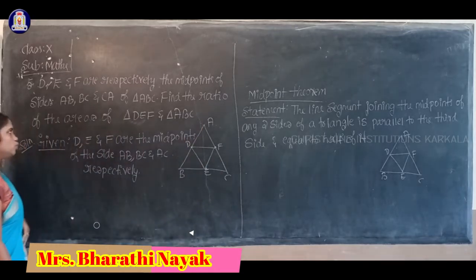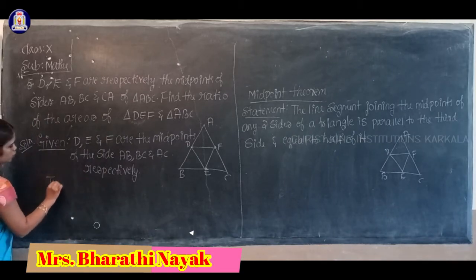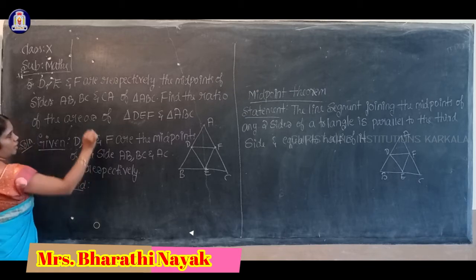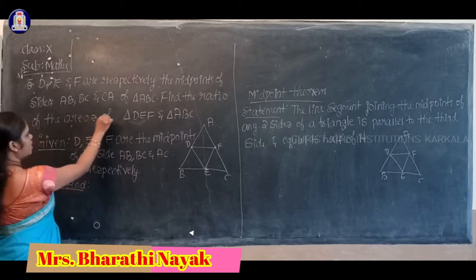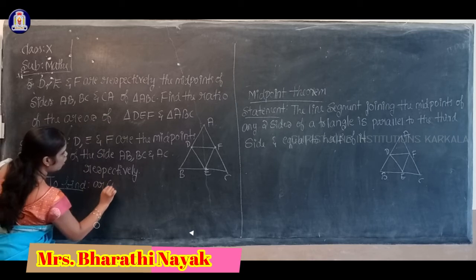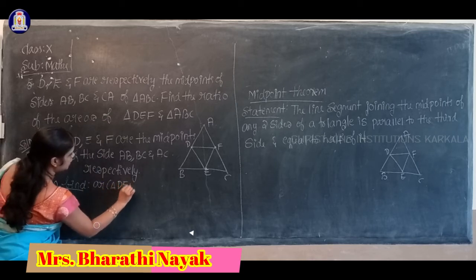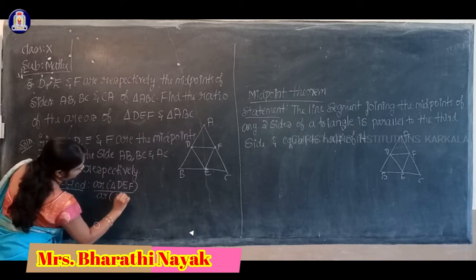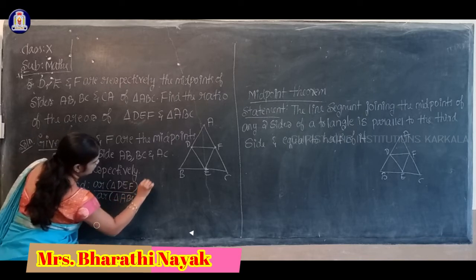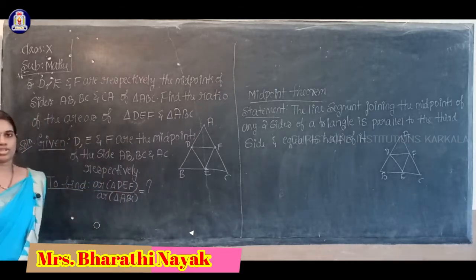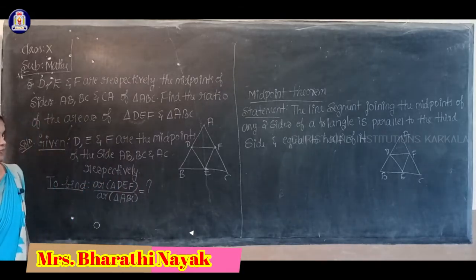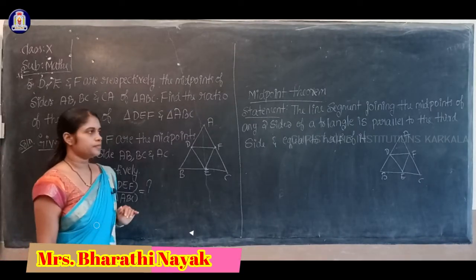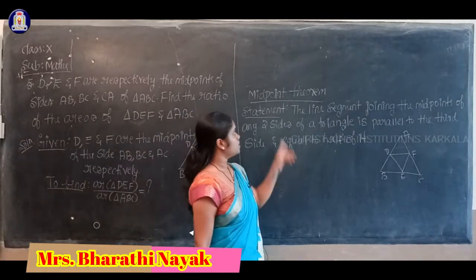To find. So what are you going to find? To find the ratio of the areas, that means area of triangle DEF by area of triangle ABC equal to how much? This is your question. So now to solve this problem, I'll take one theorem, that is the midpoint theorem.